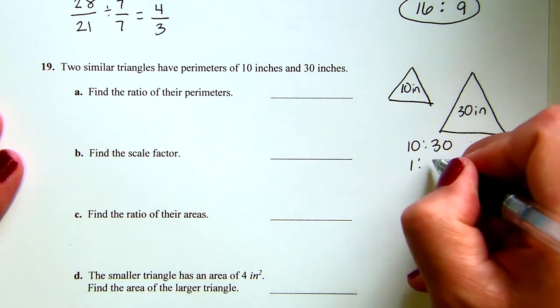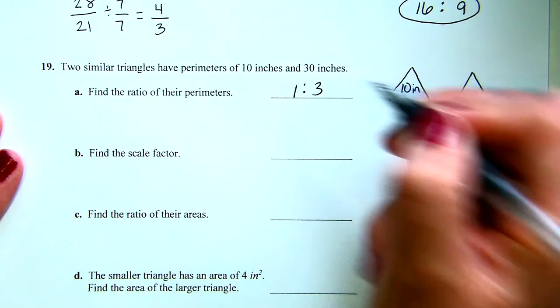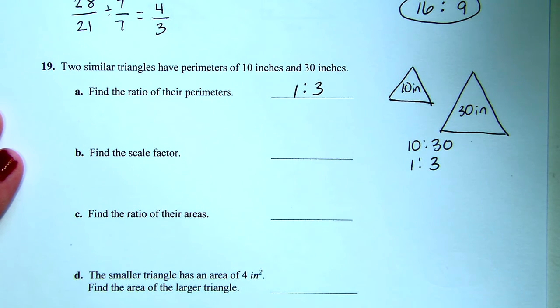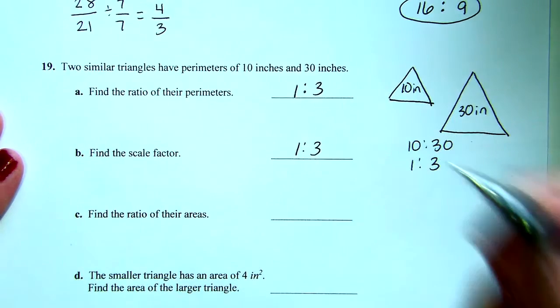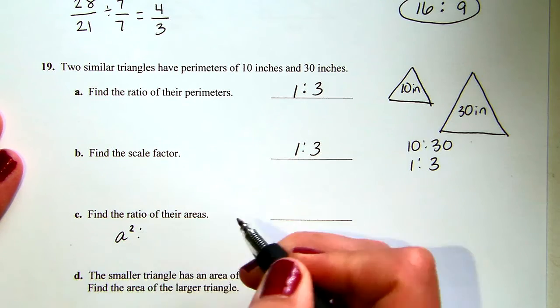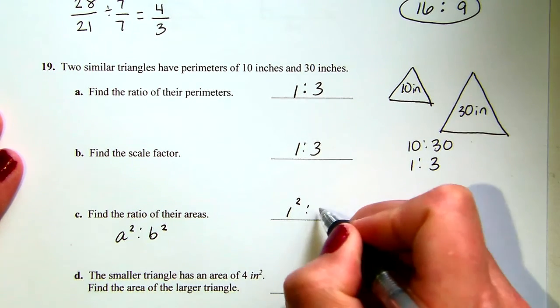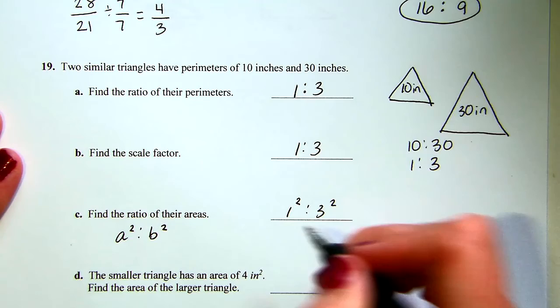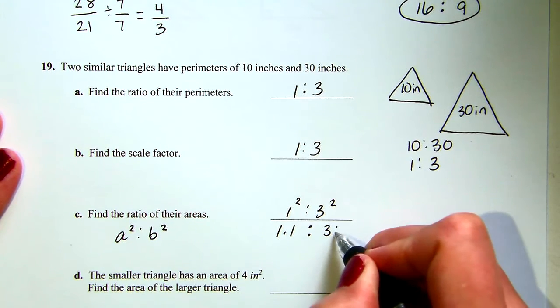Now their scale factor is once again the same thing as the ratio of the perimeters. So here, that's 1 to 3. Now the ratio of the areas. Once again, this is our figure 1 ratio squared to figure 2 ratio squared. So I'm going to go 1 squared to 3 squared. 1 squared is 1 times 1. 3 squared is 3 times 3. So 1 times 1 is 1. 3 times 3 is 9. So our ratio of their areas is 1 to 9.